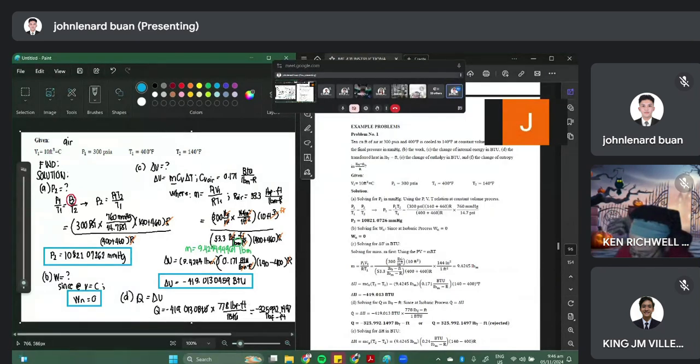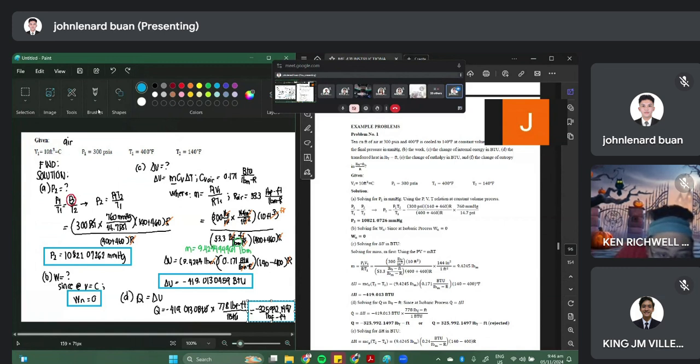This negative sign of heat, this obtained value of heat, indicates that the transferred heat is ejected. Therefore, after we obtain this value, negative 325,992.1497 pound force feet is the answer.